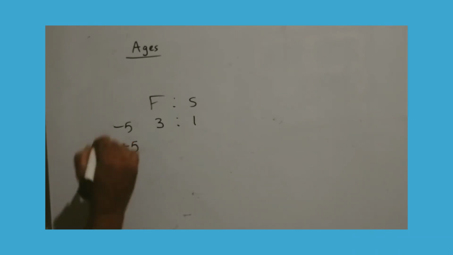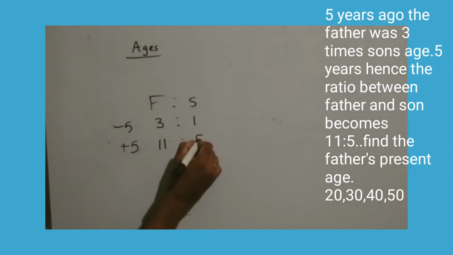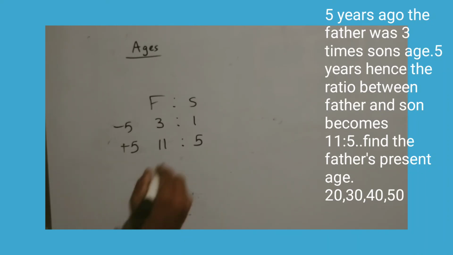5 years ago, father was 3 times son's age. Father and son. This is a model. 5 years ago, minus 5, father was 3 times, 3:1. 5 years hence, father and son becomes 11:5. So 5 years ago, father and son 3:1. After 5 years, father and son ratio is 11:5. Find father's present age.